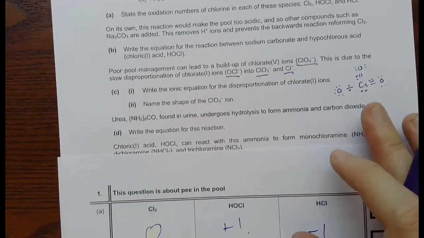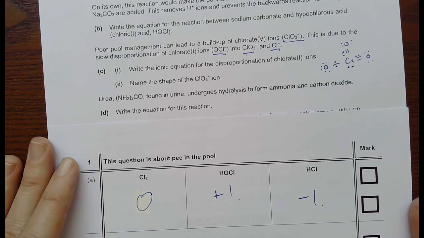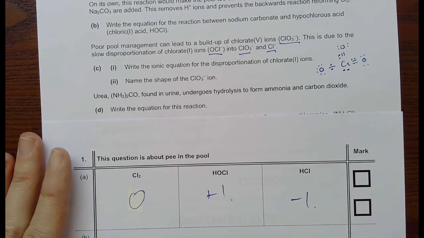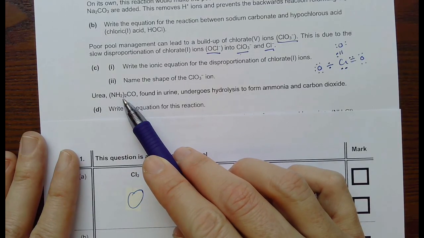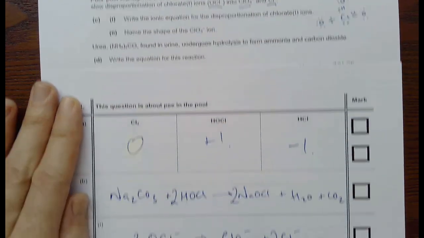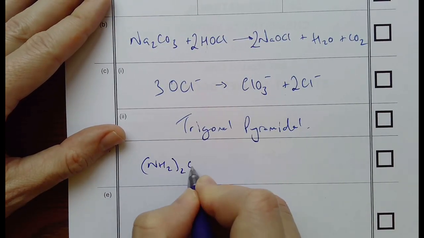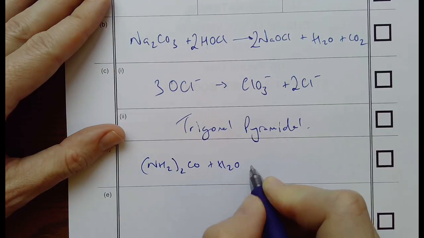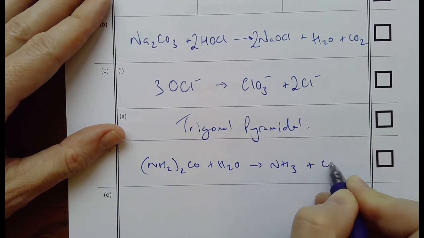Okay, part D, write an equation for this reaction. So the third equation so far in the question, very nice. This compound here, urea, undergoes hydrolysis to form ammonia and carbon dioxide. So urea is (NH2)2CO, hydrolysis is H2O, and it's going to form NH3 and CO2.